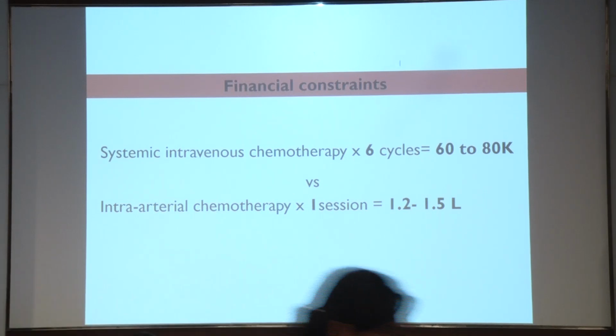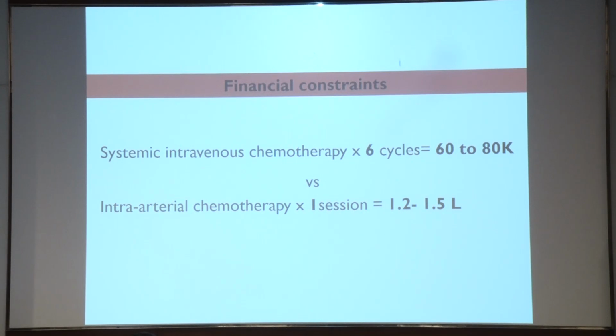Most of the patients are very poor and they cannot afford it. Systemic intravenous chemotherapy for 6 cycles would cost a patient 60 to 80,000, completing the entire treatment. But in intra-arterial chemotherapy, one session would cost around 1.2 lakhs to 1.5 lakhs, and they need a minimum of 3 to 4 sessions.